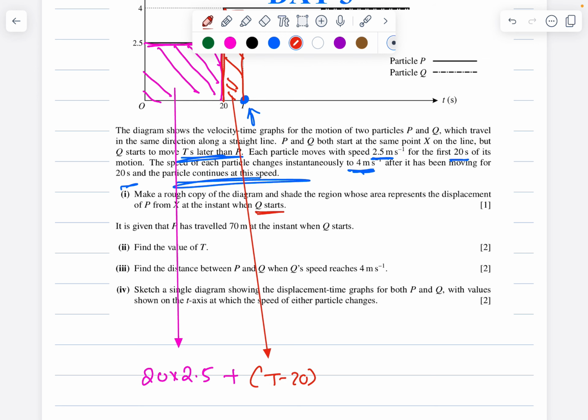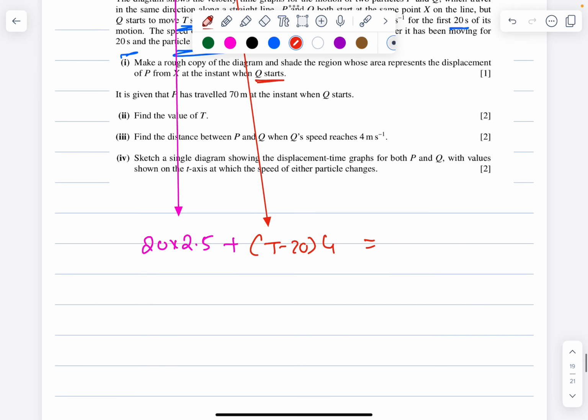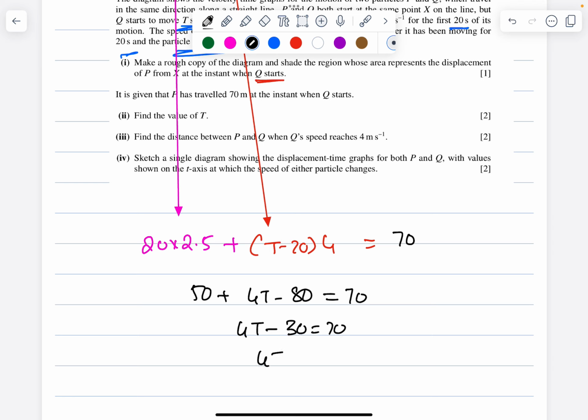(t minus 20) times 4, because the height is going to be 4, and this should equal 70. So this is 50 plus 4t minus 80 equals 70. 4t minus 30 equals 70, 4t equals 100, so t equals 25.